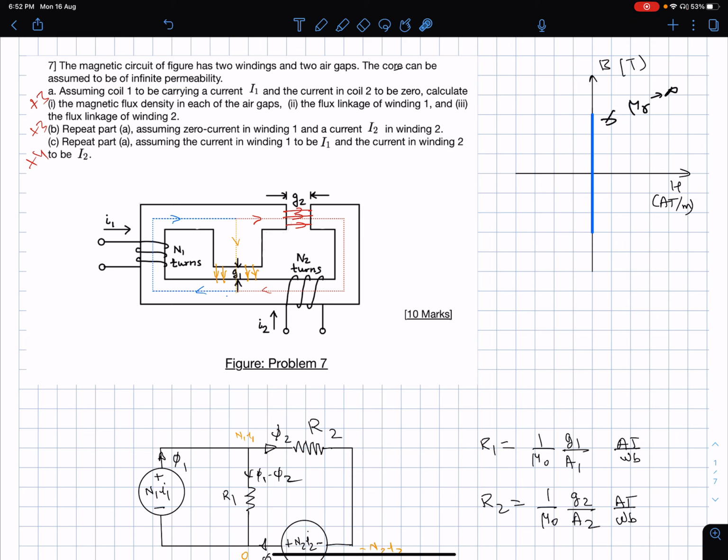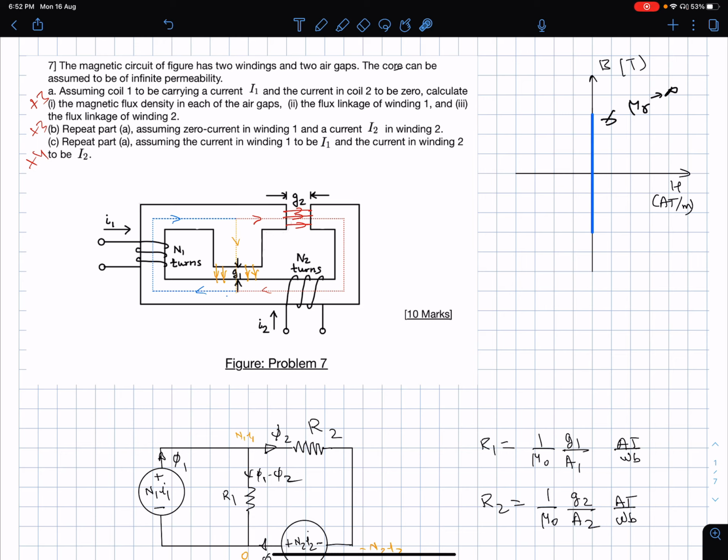Assuming coil 1, so there are two coils here, right? Coil 1 and coil 2. And assuming coil 1 to be carrying current I1 and current in coil 2 to be 0, so there is no current here and the first part is having a current. Calculate the magnetic flux density in each of the air gaps. So that means here and here.